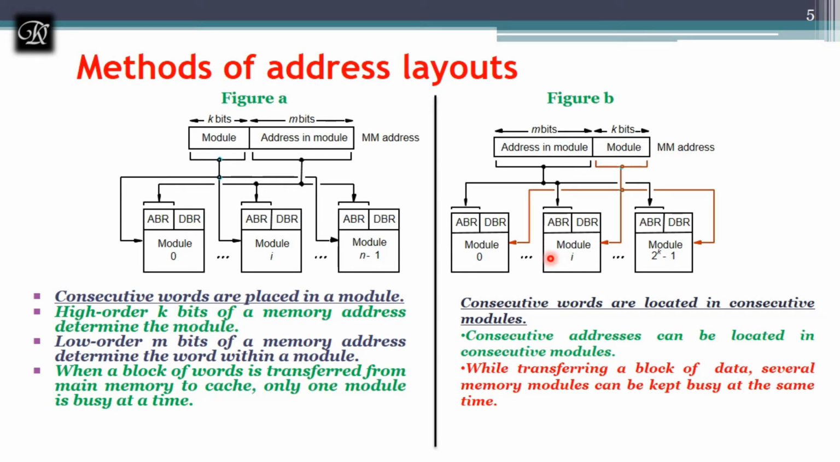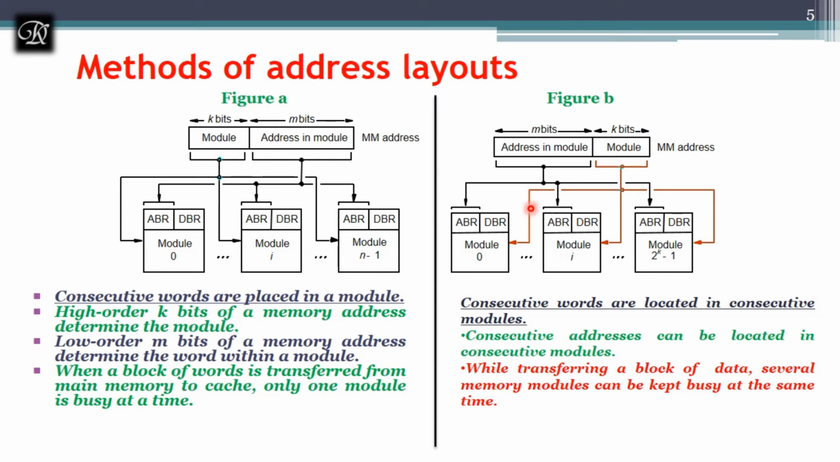The low order k bits of the memory address select the module, and the high order m bits name the location within the module. In this way, the consecutive addresses are located in successive modules. Thus, any component of the system that generates the request for access to consecutive memory locations can keep several modules busy at any given time. The result of this is going to improve the performance of the computer.